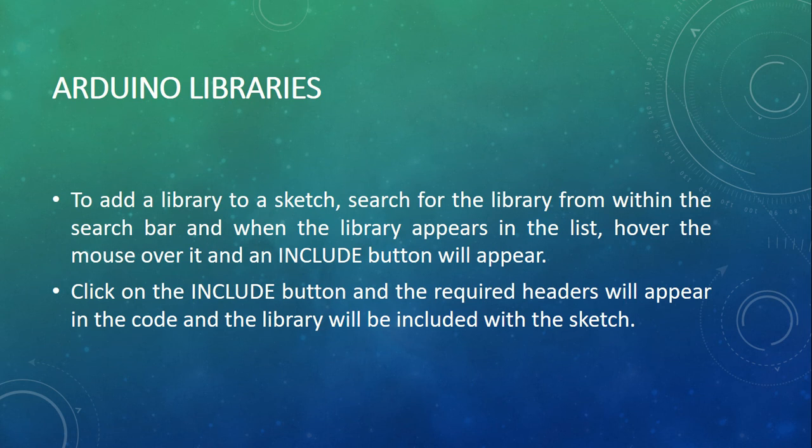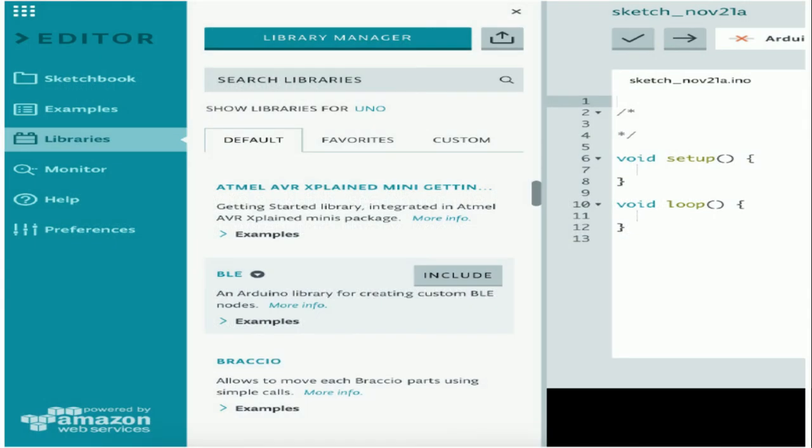So to add a library to a sketch, search for the library from within the search bar, and when the library appears in the list, hover the mouse over it and an Include button will appear. Click on the Include button and the required headers will appear in the code and the library will be included in the sketch. So for example, you've searched here, and what you're looking for is the Atmel AVR Xplained Mini package. This is the one you are looking for, and then you have to click Include.